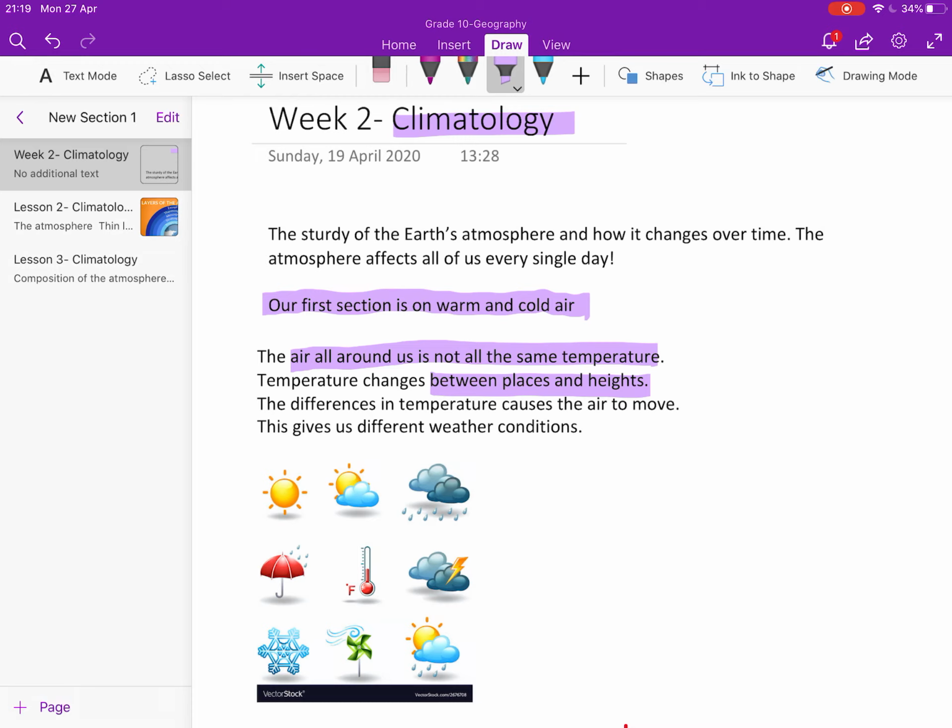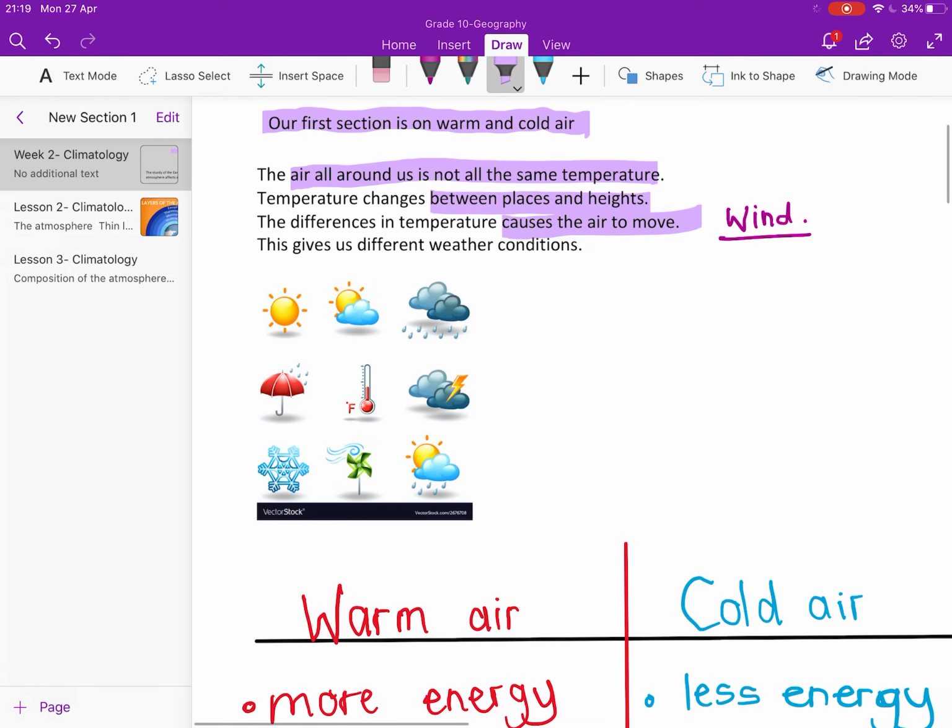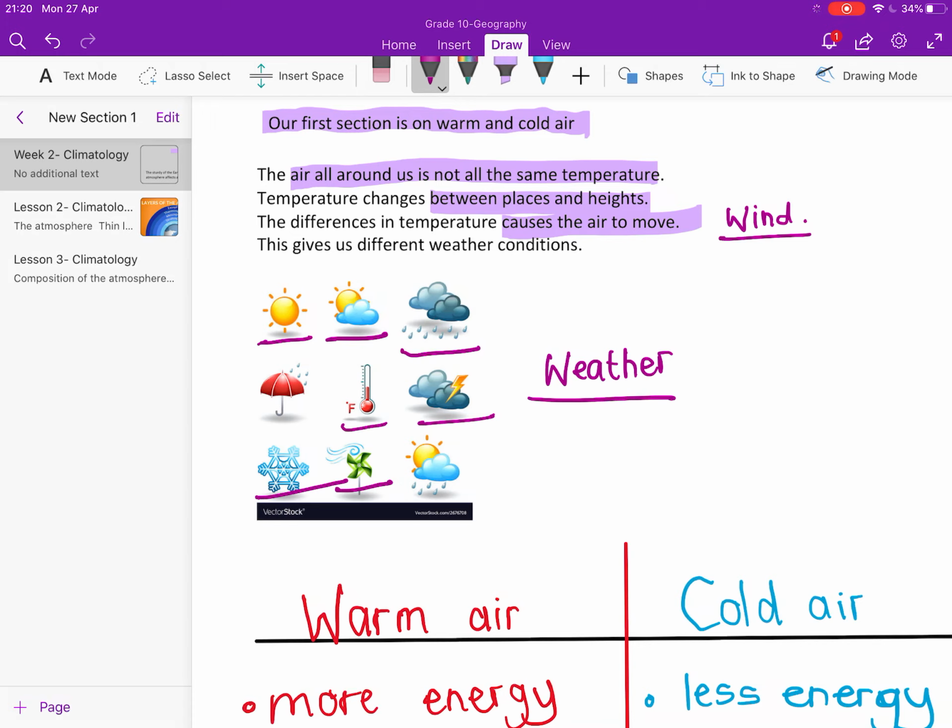The differences in temperatures cause the air to move. Moving air, guys, is called wind. Any air that moves around in the atmosphere is called wind. Then it gives us different weather conditions. When I say weather conditions, I'm referring to, is it sunny with clear skies, or is it partly cloudy, or is there a thunderstorm coming? Is it very hot? Is it a thunderstorm, or is it just rain? Is it snow? Is there a lot of wind, or whatever it might be? Because of changes in the atmosphere, we can determine weather, and we experience different weather conditions.